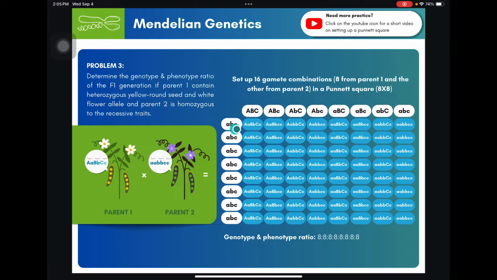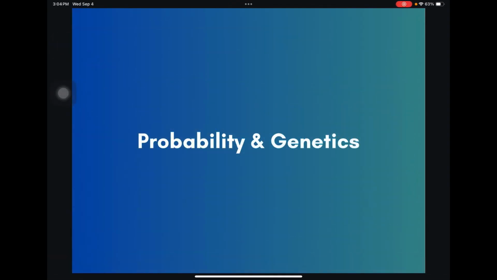For example, if I'm going to take cell number 1 of this column, I'm going to multiply it to cell number 1 of this row. The answer between these two is this one. And continue moving through each box until such time that you will be able to finish and fill in the possible gamete combinations. Probability and genetics.